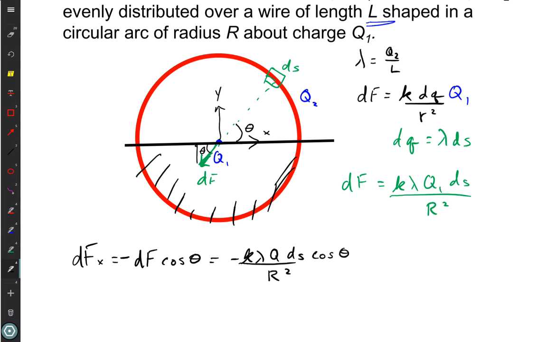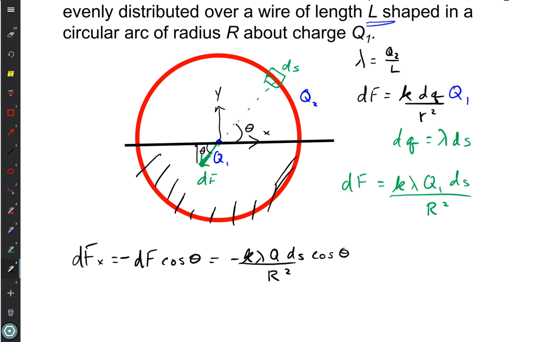How many variables do I have in that? Some are variables, some are constants. Is k a variable or constant? Constant. Is lambda variable or constant? Constant, because it was made out of Q2 and L, which are both constant. Is Q1 constant or variable? Constant. Is s variable or constant? Variable. It's got to be variable, otherwise ds would always be 0. And is theta variable or constant? Variable. And capital R, variable or constant? Constant. So we had two variables, s and theta.